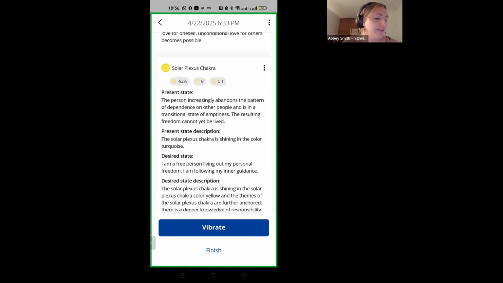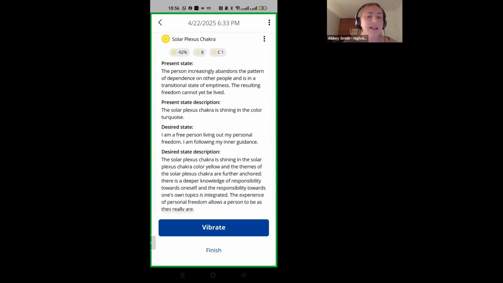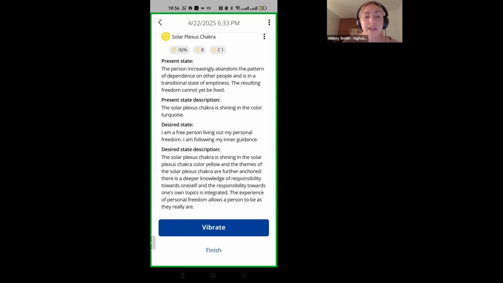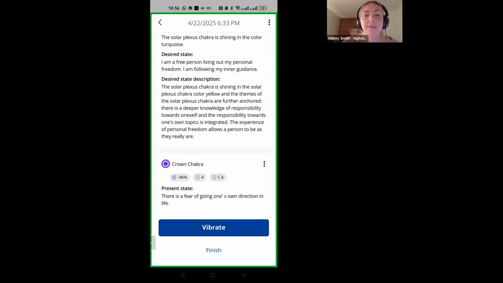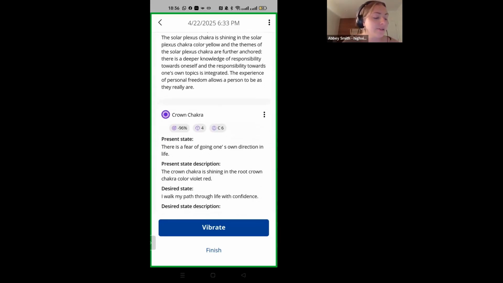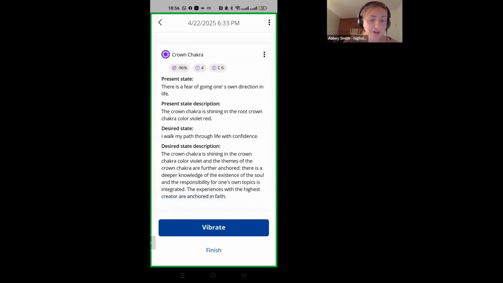And then we've got finally solar plexus, which is the person increasingly abandons the pattern of dependence on other people and is in a transitional state of emptiness. This resulting freedom cannot yet be lived. Desired state, I am a free person living out my personal freedom and I'm following my inner guidance. That's really great. And then finally, crown chakra, -96%, is there's a fear of going one's own direction in life. Desired state is I walk my path through life with confidence.